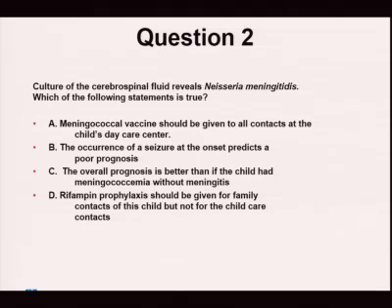So question 2 relates back to the first case. The culture of the spinal fluid on that first case revealed meningococcus. So which of the following statements is true? A, meningococcal vaccine should be given to all contacts at the child's daycare center. B, the occurrence of a seizure at the onset predicts a poor prognosis. C, the overall prognosis is better than if the child had meningococcemia without meningitis. Or D, rifampin prophylaxis should be given for family contacts of this child, but not for the child care contacts.